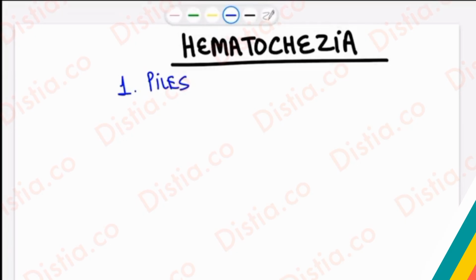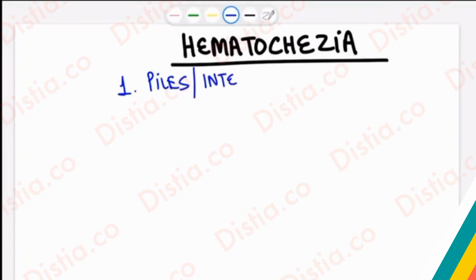Because piles is very simple an answer. The examiner knows that you will be able to get the question right, and he obviously does not want to make you feel so comfortable. That is why piles or hemorrhoids is not given in the options, and the answer would be given as diverticulitis.